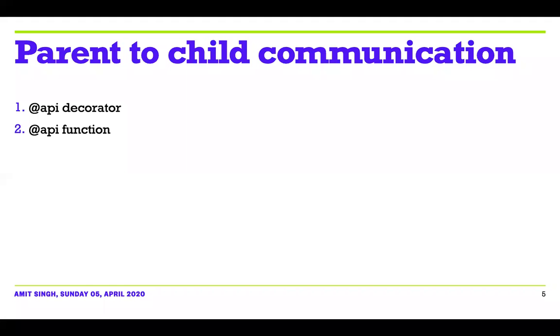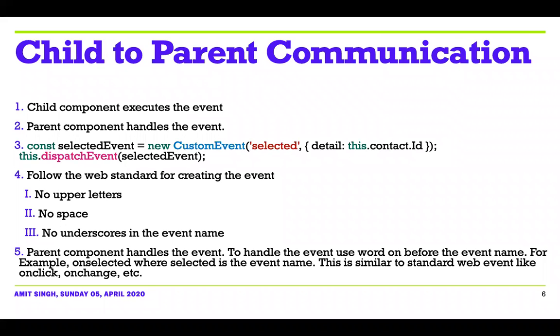So this was all about how we can communicate from parent to child. Now suppose that we want to communicate the other way, that means from child to parent. How can we do that? For that we have events, where the child component will be executing the event and the parent component will be handling the event. That means the child component is the source component and the parent component is the target component.